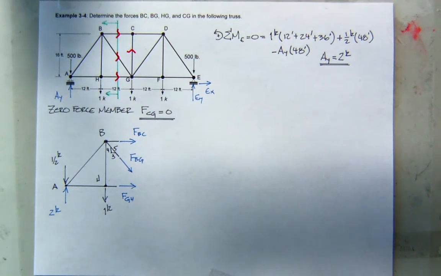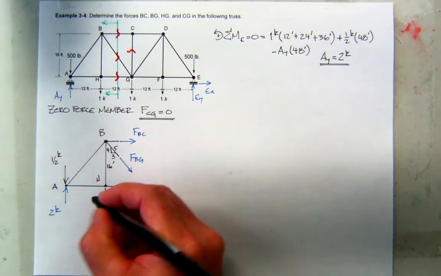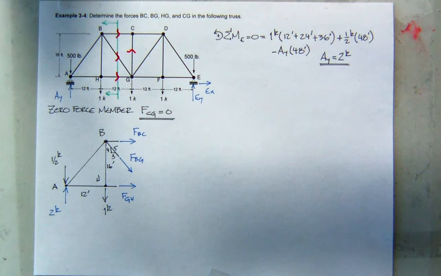What else do I need? I guess if you wanted to, you could go ahead and put in some geometry. That's 16 feet. This is 12 feet. I think that's pretty much it. If you look at it carefully, it looks just like the sample problem we just worked, right?